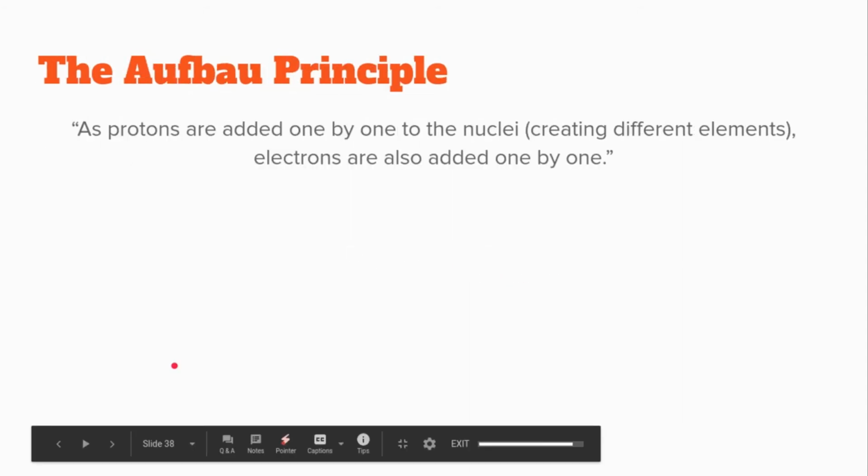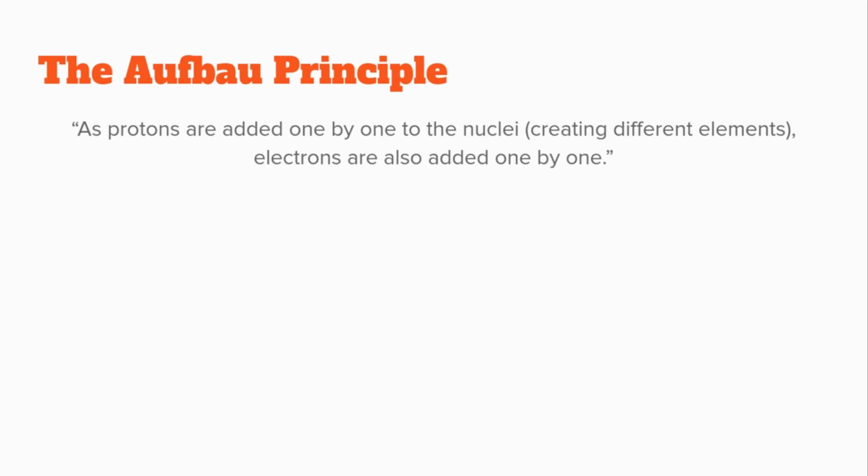Another rule that governs the electrons in these orbitals is the Aufbau Principle. So the Aufbau Principle says that as protons are added one by one to the nucleus, which creates different elements, then electrons are also added one by one. So for each proton, we should have one electron in a neutral atom.